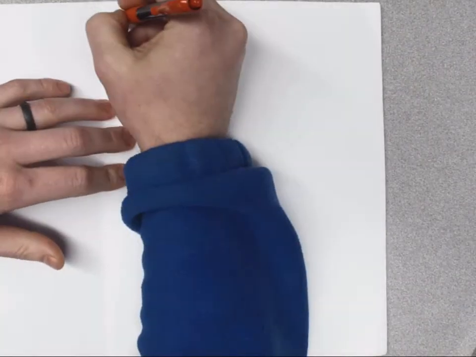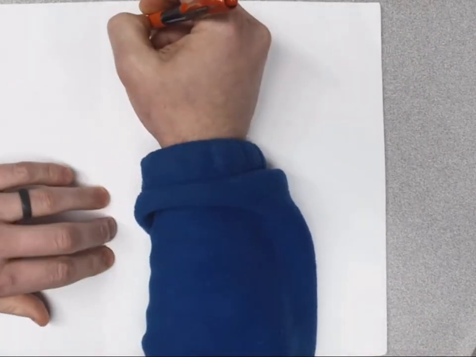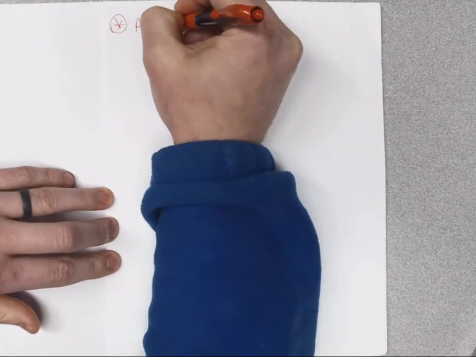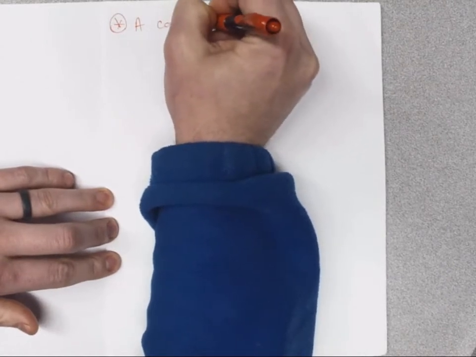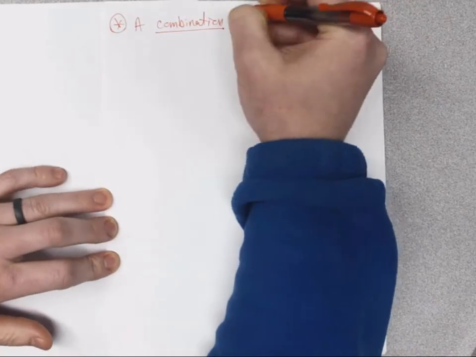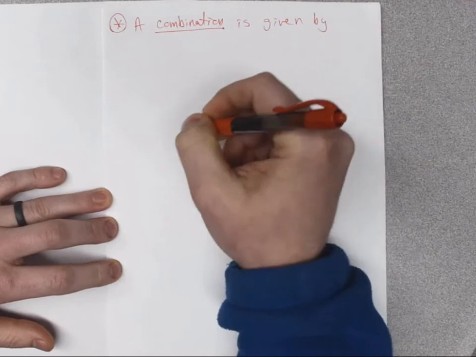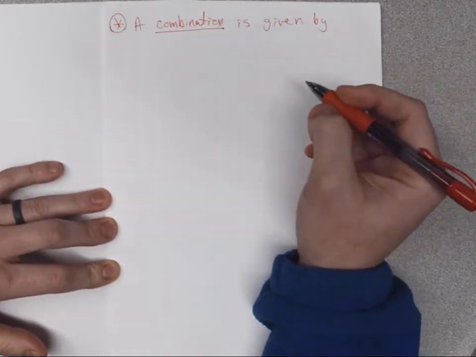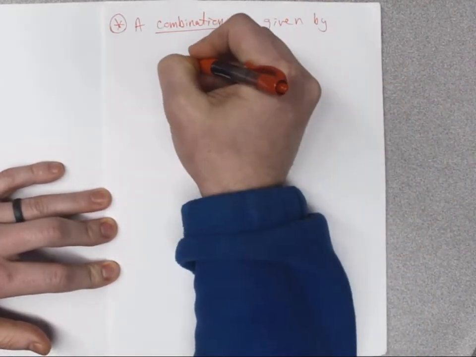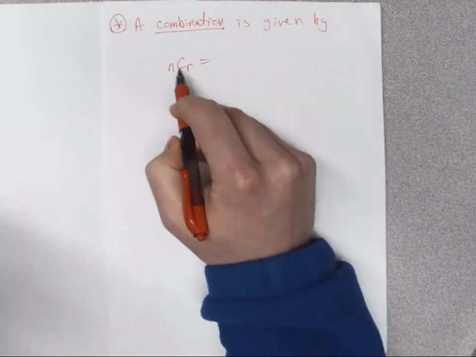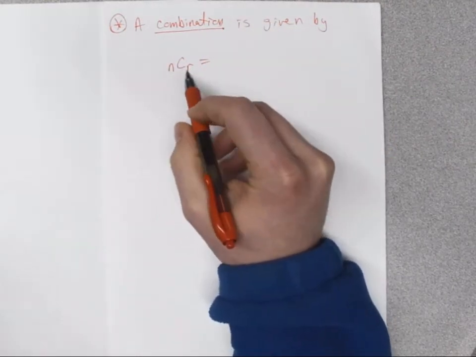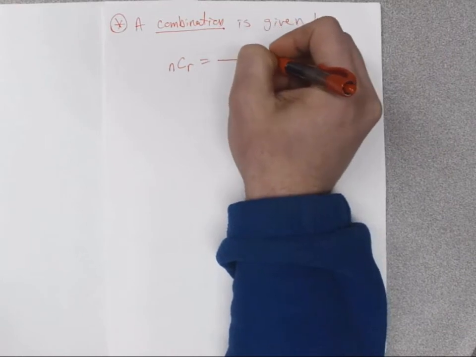And it's very similar to permutations, even the formula. But it's important to understand that this is where order is not important. So let's just start off with the definition. A combination is given by this following formula. And you're going to notice it's very similar to the permutation except for one minor thing. So instead of a P, we have a C, permutation versus combination.